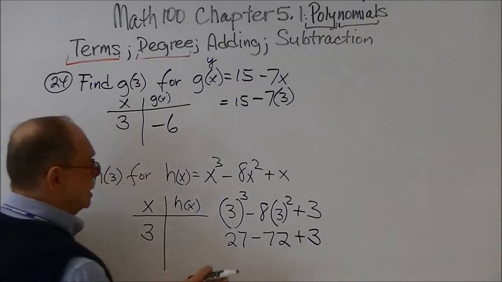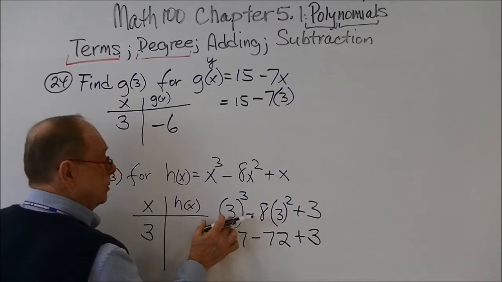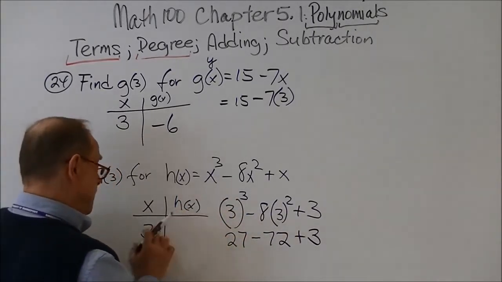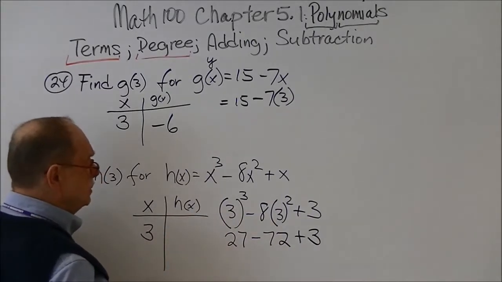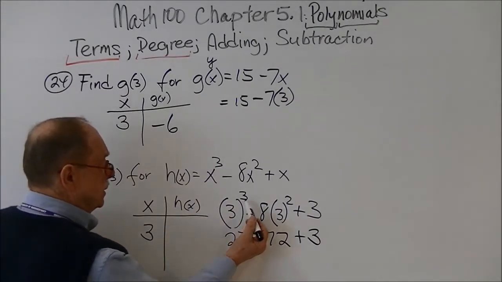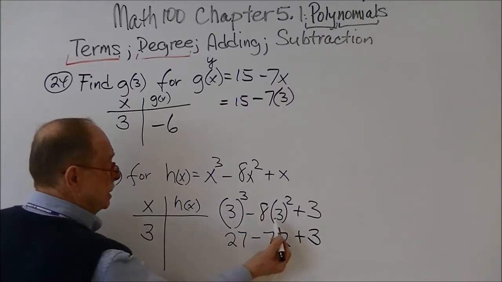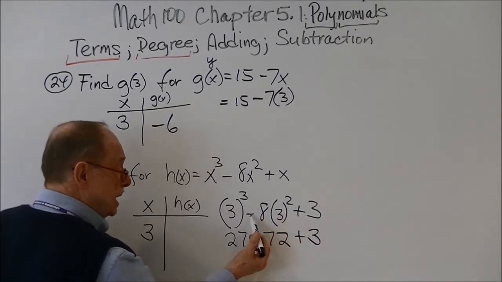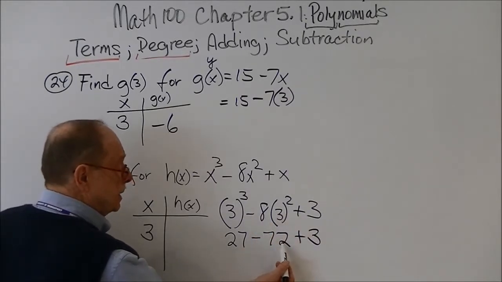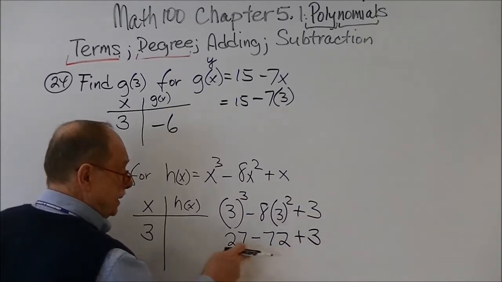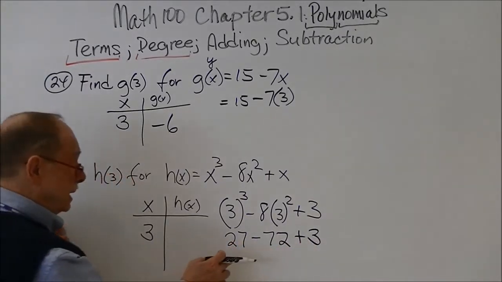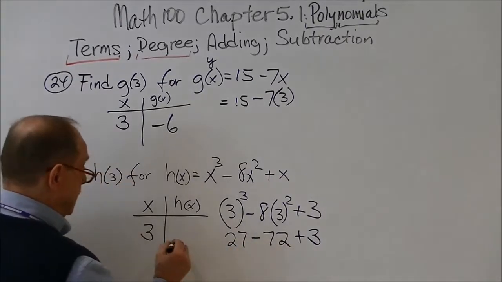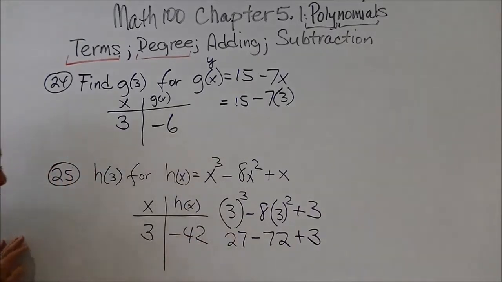And again, it's so critical that you put things in a parenthesis, watching the signs carefully. Here it's positive, so it's not too difficult. 3 to the third power is 27. 3 squared is 9. 9 times a negative 8 is a negative 72. So you can add these two together and get a 30. 30 minus that is a negative 42.